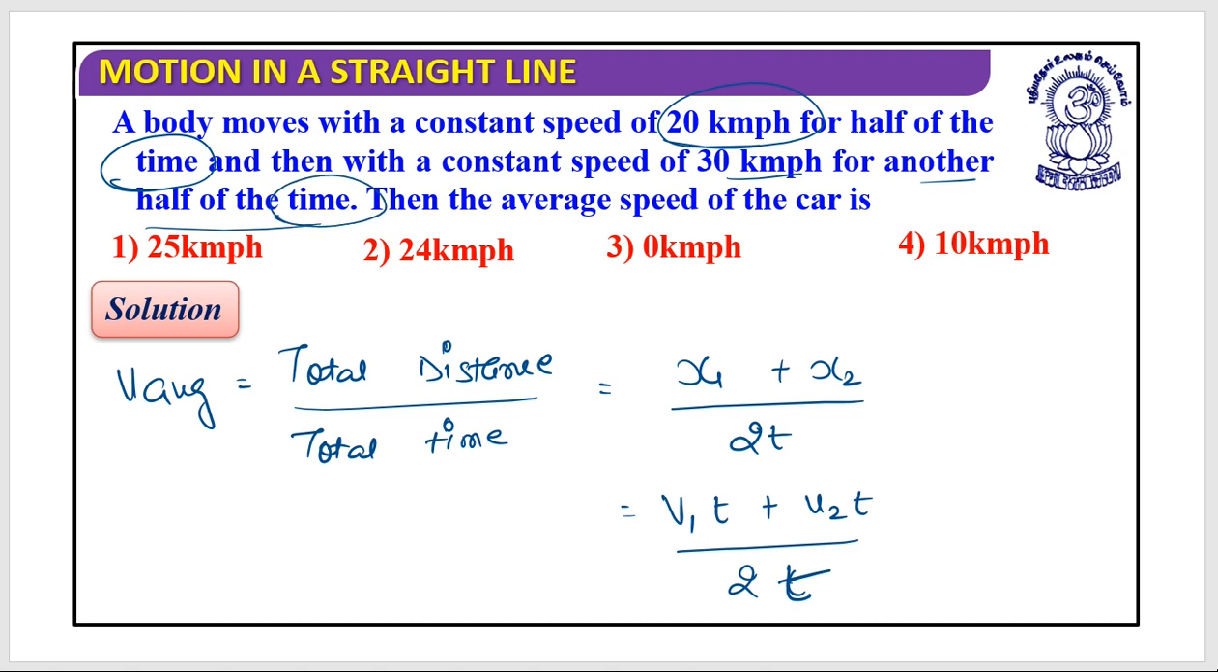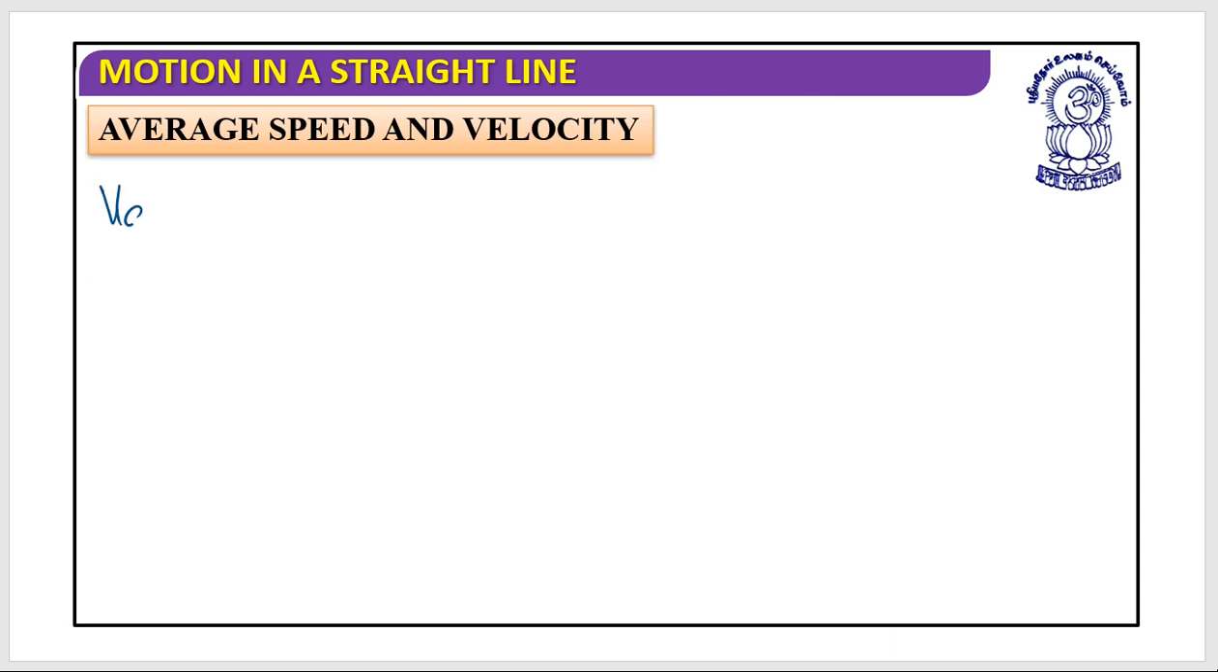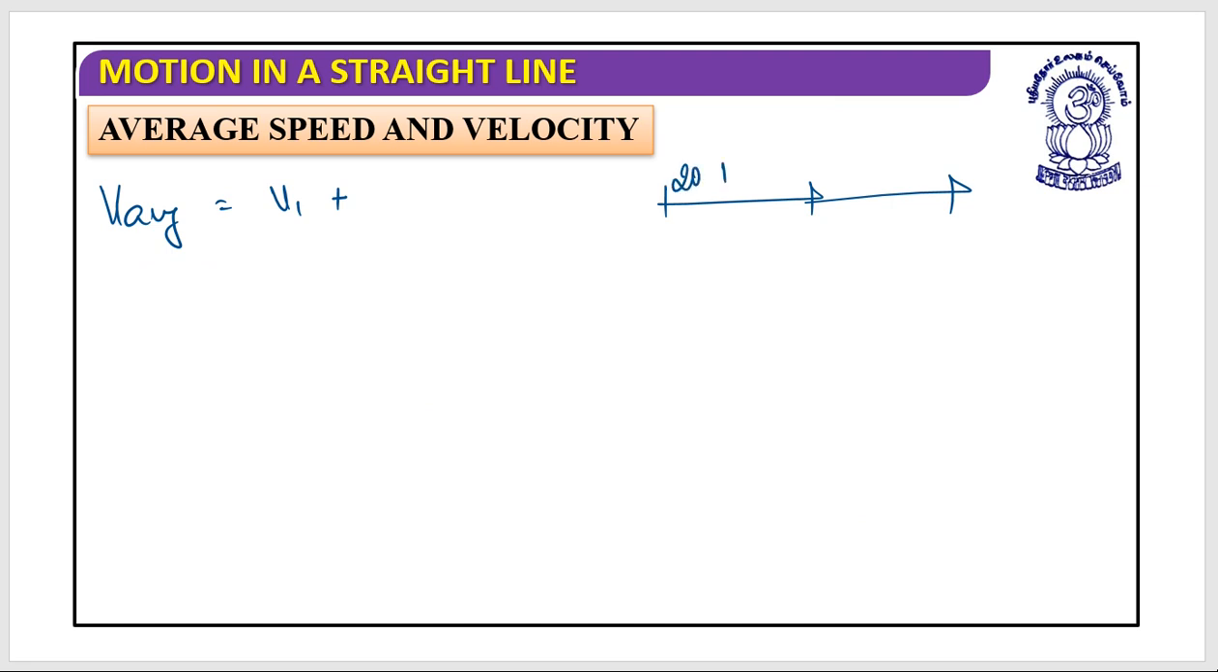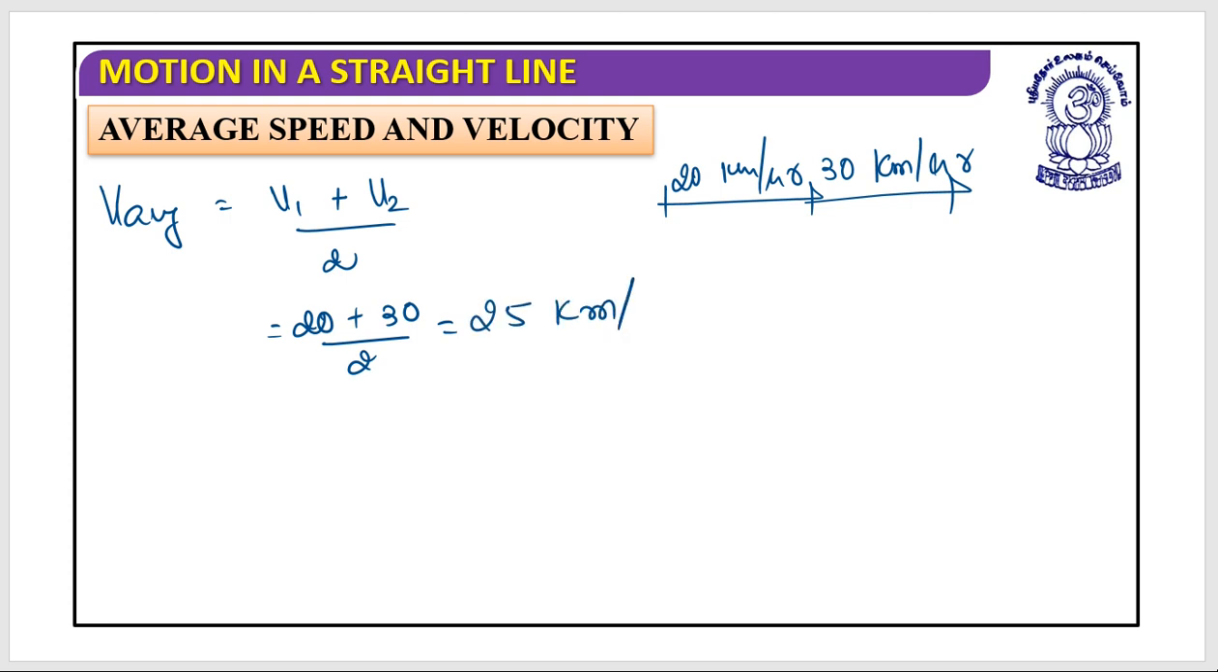Yes. Another short trick for the V average: we have divided our whole journey into two segments. First is 20 kilometer per hour, the other is 30 kilometer per hour. So V average is v1 plus v2 by 2. This would be 20 plus 30 divided by 2, which is 50 by 2, that is 25 kilometer per hour. Got it?